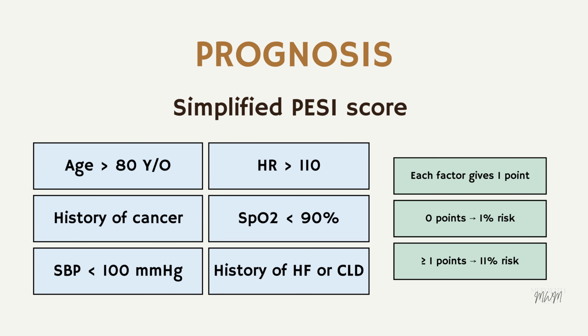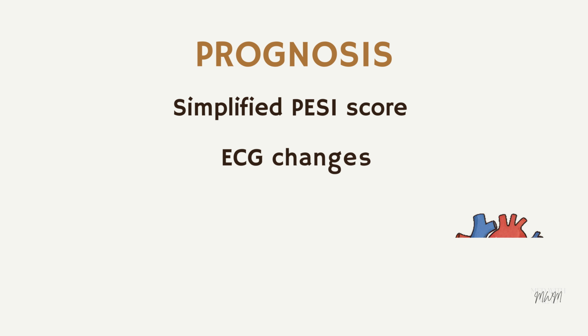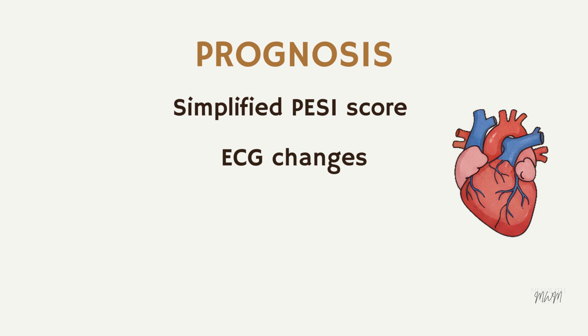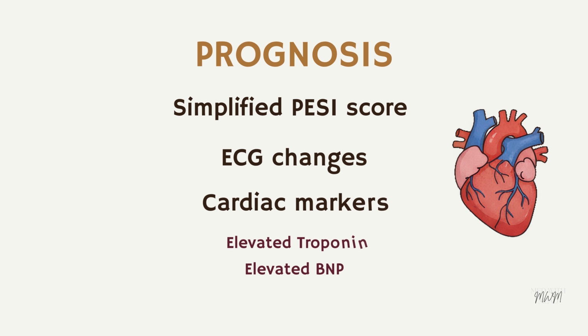Each factor gives 1 point. A score of 0 means low risk with about 1% 30-day mortality, while a score of 1 or more indicates higher risk with mortality around 11%. Additional prognostic markers include ECG changes like the ones mentioned earlier, as well as elevated troponin and raised BNP or pro-BNP, which reflect right ventricular strain and may help identify patients at a greater risk of complications or death.